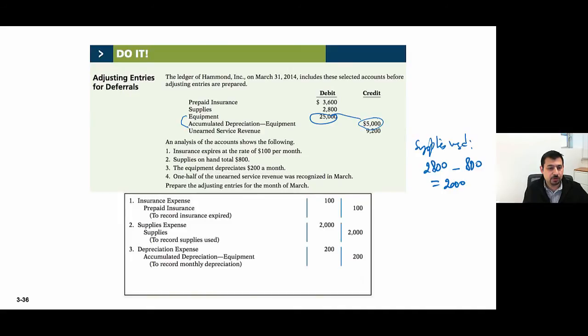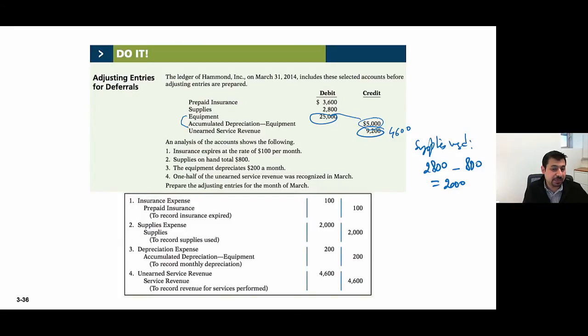The fourth item would be that 1/2 of the unearned service revenue was recognized in March. So what happens here? This unearned service revenue, the company earned half of it. Half of it is 4,600. And at this point, the company has earned those revenues, and as a result, we debit unearned service revenue, because when you say unearned service revenue, it means that it was already paid before.